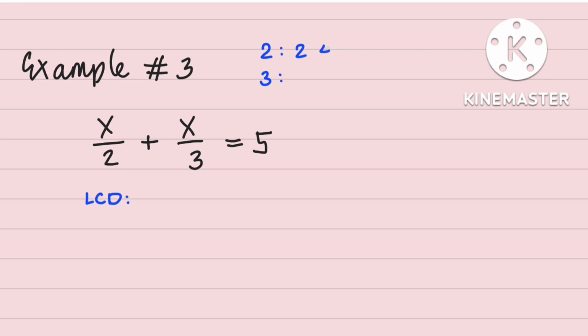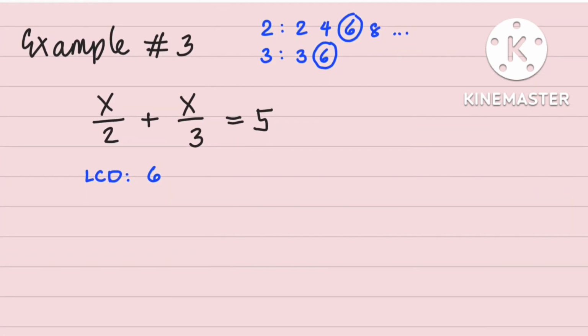So the multiples of 2 are 2, 4, 6, 8, and so on. While the multiples of 3 are 3, 6. And we have to stop here already because the number 6 appears in both lists. So the LCD here is 6, which happens to be the product of the two denominators 2 and 3. Now that we have found the LCD, we will transform the two fractions that we are trying to add into new fractions whose denominators are both 6.